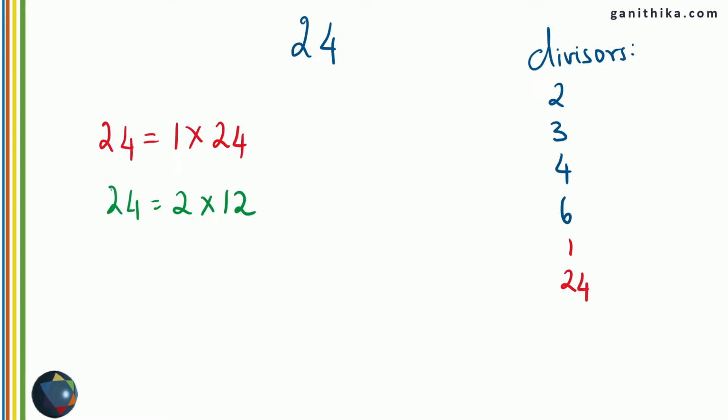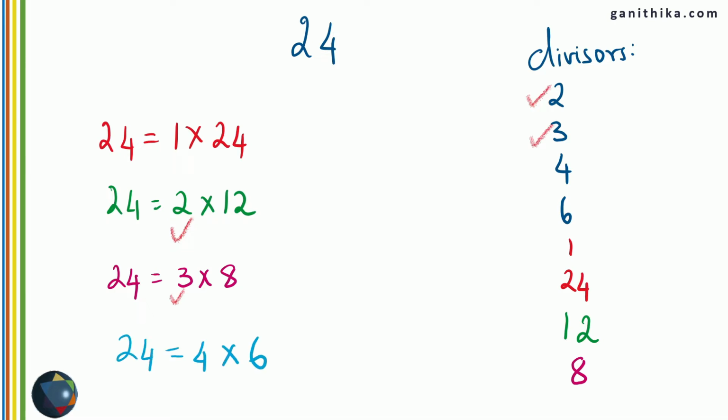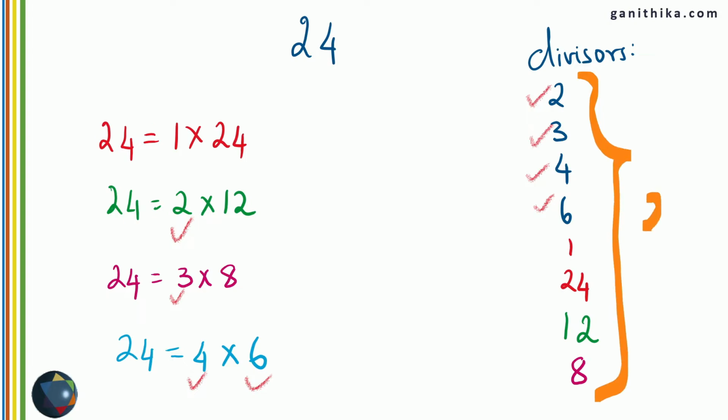I can also write 24 as 2 times 12. Therefore, I can write 2 as a divisor, which is already there, but left over is 12. So 12 is also another divisor in the list now. The next way of writing 24 is 3 times 8. 3 is already there in the list, so I'll add 8 to the list now. Therefore, the divisors now are 2, 3, 4, 6, 1, 24, 12 and 8 so far. Now 24 can also be written as 4 times 6. Both the numbers are already there in the list, so I need not add them now. So for 24, these are the different options of writing it as a product of two numbers, and therefore these are the set of divisors for 24.